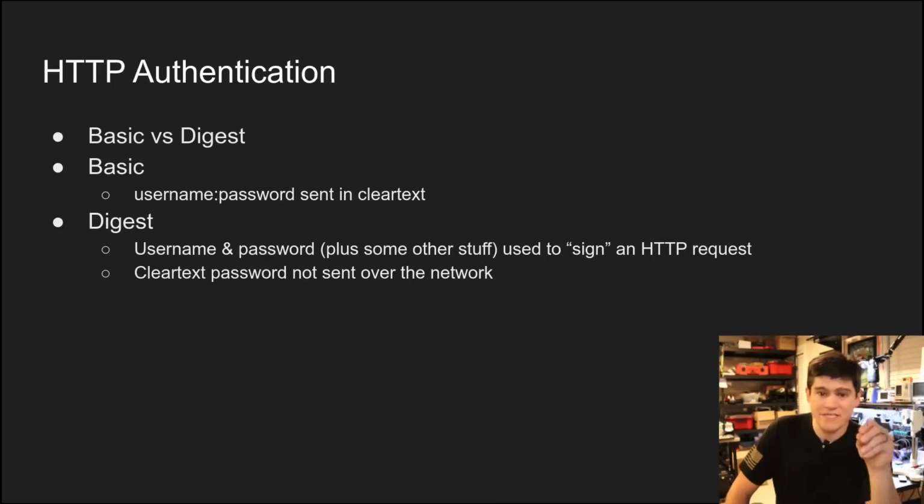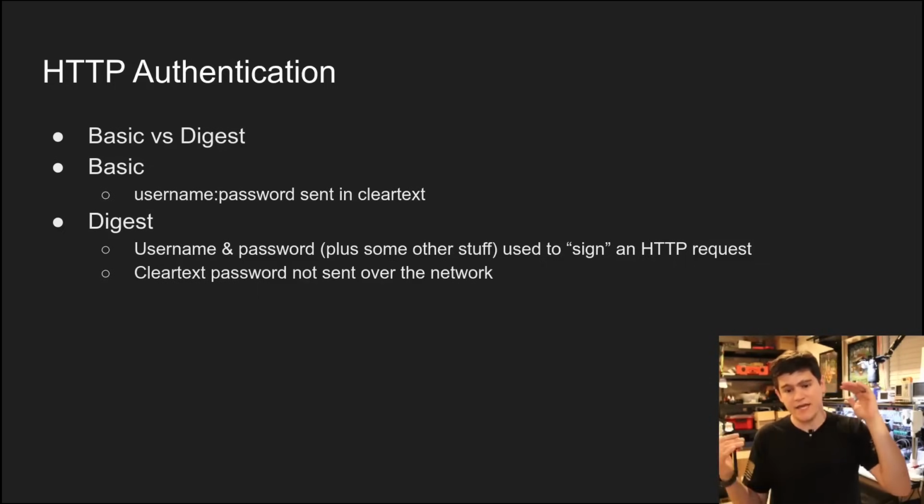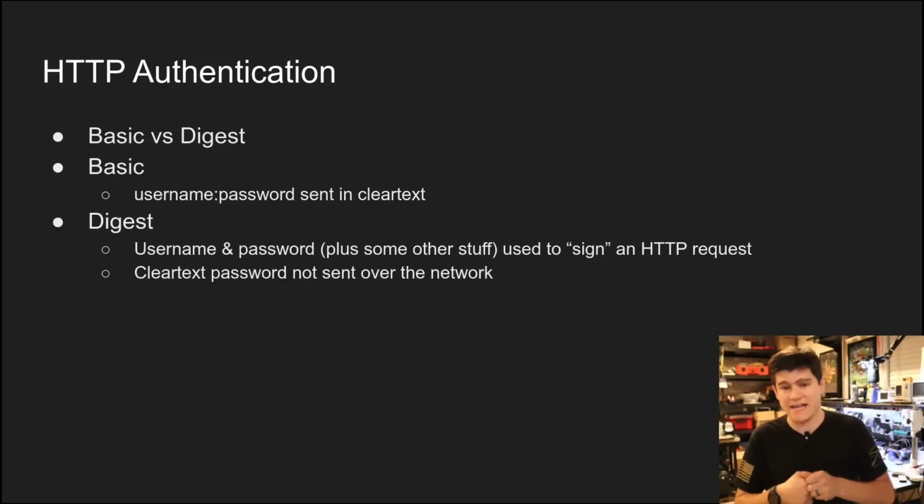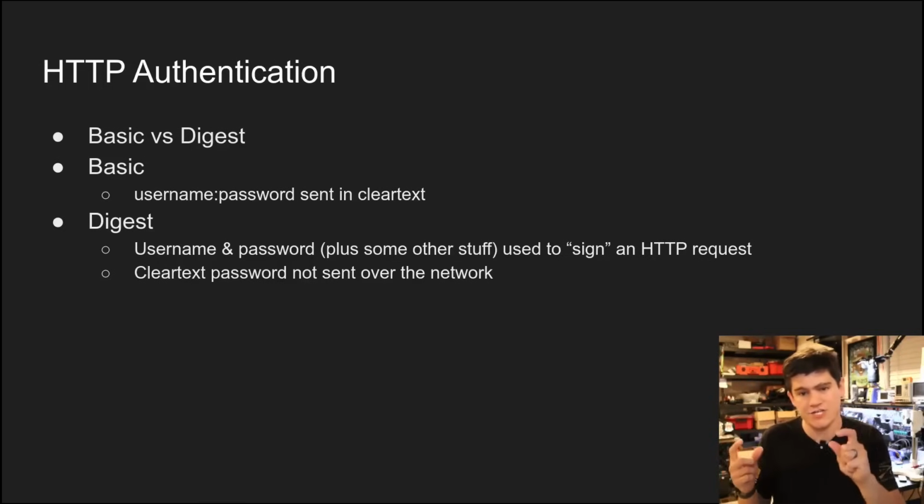The way that basic authentication works at the HTTP layer is it just concatenates the username with a colon and then the password, and then it base64 encodes it, which is easy to undo, and then it sends that in a header. Digest authentication, on the other hand, takes the username, the password, and some other items in the HTTP request, and it uses those to sign that HTTP request so that the information being transmitted in the HTTP header is not in any way reversible to the password.